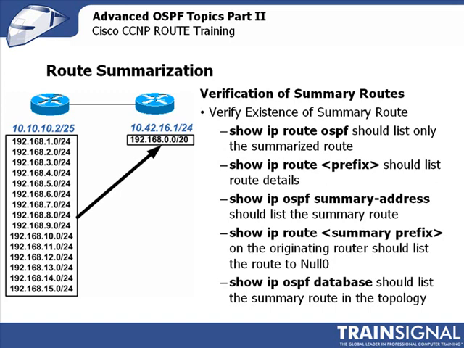How do you verify if summary routes are working correctly? Well, show ip route ospf should list that particular summarized route. The more specific route should not be there. Show ip route and whatever the specific prefix is should list results. Show ip ospf summary-address should list that summary route. In this case, it happens to do with the summary address, not the area range. Show ip route and the prefix on the originating router should show the route to null zero. And show ip ospf database should list that summary route in the topology table. These are great ways to be able to verify if the summary route is working as expected. The summary address and the area range command.